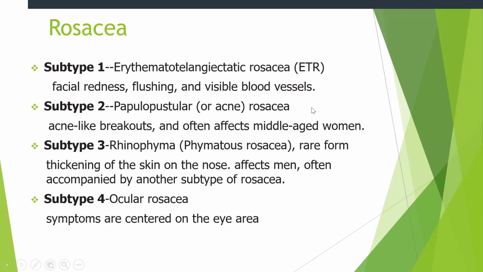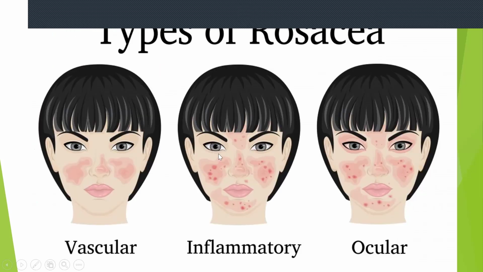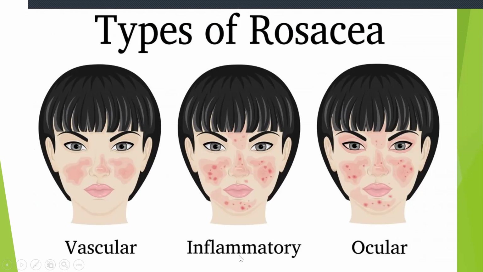There are so many types of rosacea. You can have a look at the definition here. And normally here, it will tell you the different types: vascular, inflammatory, or ocular. Ocular means the eye area is involved, then you will call it ocular. Yeah, and it starts with patches near the nose.